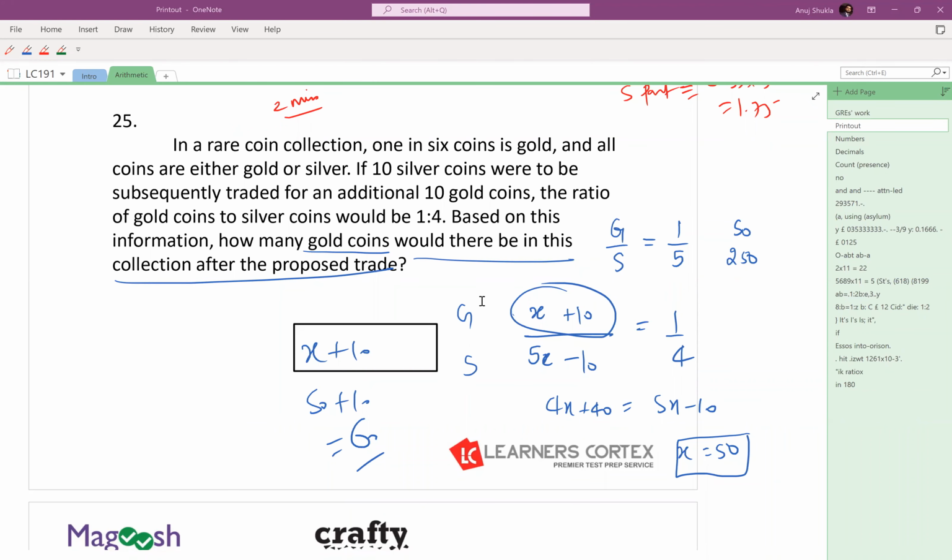Any other solution for this question? Any other short solution? Think. I'm also thinking. Gold, silver. What was the ratio? 1:5. And what is the ratio becoming? 1:4.